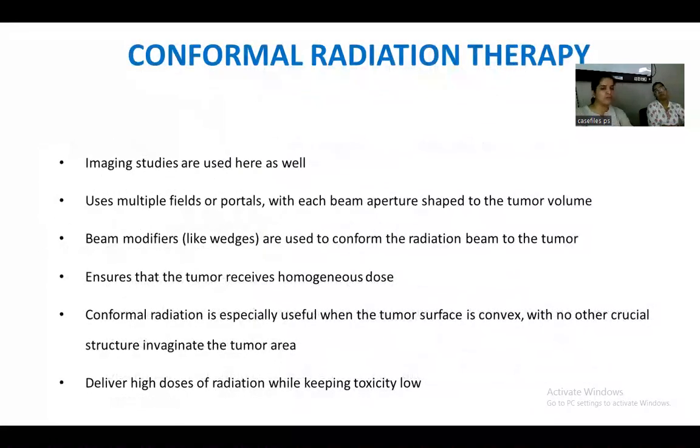Another advanced form of focal radiation therapy is conformal radiation therapy. This is the same as the previous one, with the advantage that it uses multiple fields or portals with each beam aperture shaped to the tumor volume. The beam modifiers are used to conform the radiation beam to the tumor, and it ensures that the tumor receives a homogeneous dose. Conformal radiation is specifically used when the tumor surface is convex with no other crucial structure invaginating the tumor area. It delivers high doses of radiation while keeping the toxicity low to the surrounding tissue.